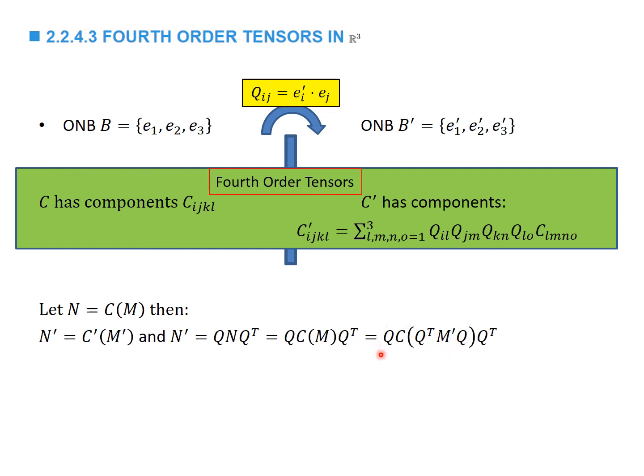And so now comparing this form to this form and noticing that M prime is the same, I can now show the relationship between C prime and C. And if you write this in component form, similar to what we have done previously in this lecture, you'll be able to show this relationship, which is the desired form for the change of coordinates of a fourth order tensor.